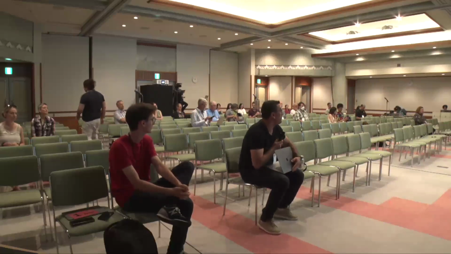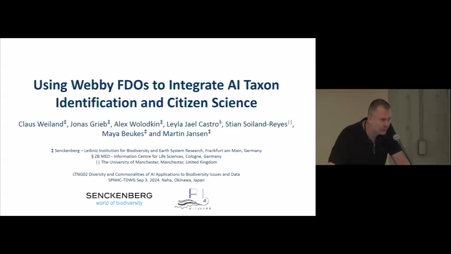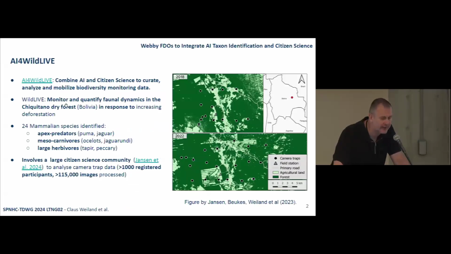Okay, yeah. Thanks for having me here. Klaus Weyland from Senckenberg. I will tell a little bit about our efforts to combine AI-based taxon identification and citizen science and capture the data in so-called WebAFDOs. The basis of what I will present today is the AI for Wildlife project, which combines AI and citizen science for curation, annotation, and mobilization of biodiversity monitoring data.